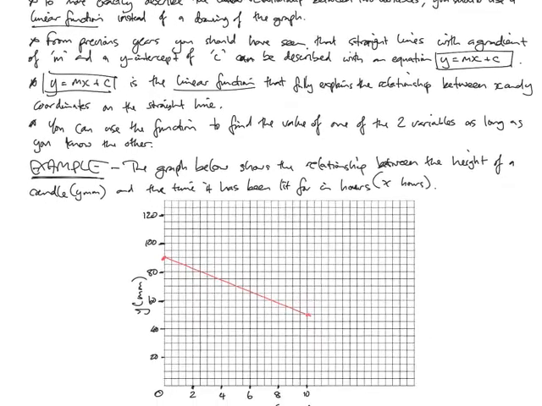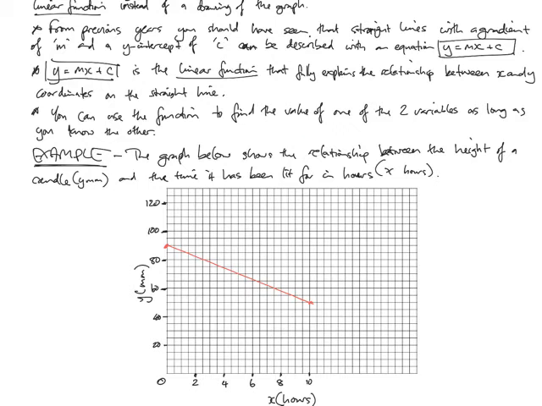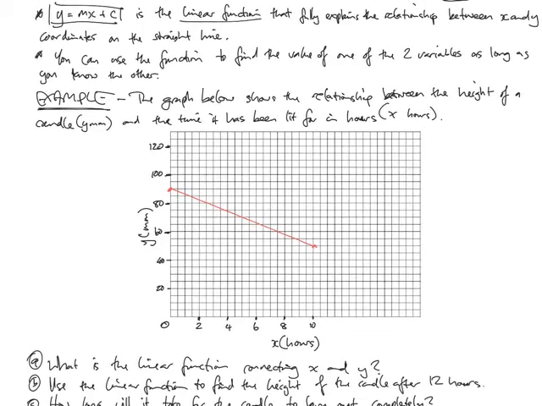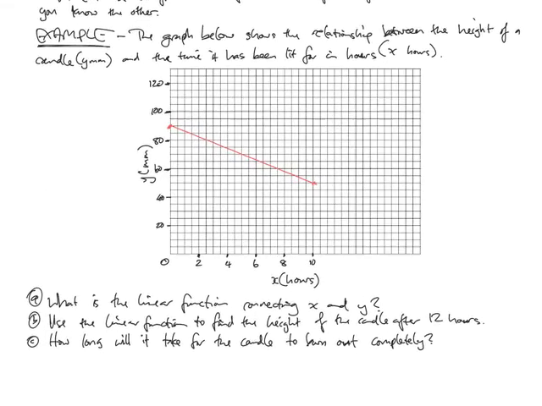You can use that function algebraically to find the value of any of the two variables as long as you know the other one. So let's run through an example here of working out the equation based on a line that you're given. So the graph below shows the relationship between the height of a candle, y millimeters, and the time it has been lit for in hours, x hours. So it's often helpful with these questions to think about the scenario and, before you've even looked at the equations or anything, understand what you should be seeing happen.